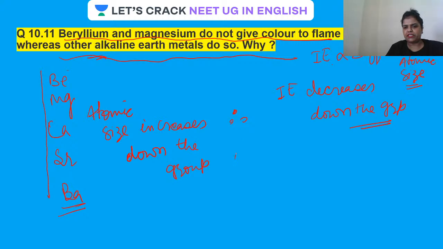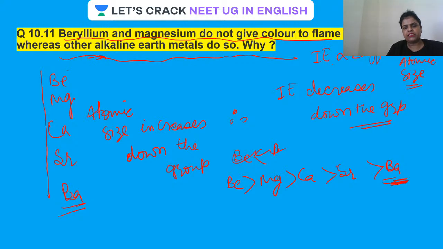So the order of ionization energy will be in this way. Beryllium will have the highest ionization energy, then magnesium, then calcium, then strontium, then barium. Barium is the biggest, with the lowest ionization energy.